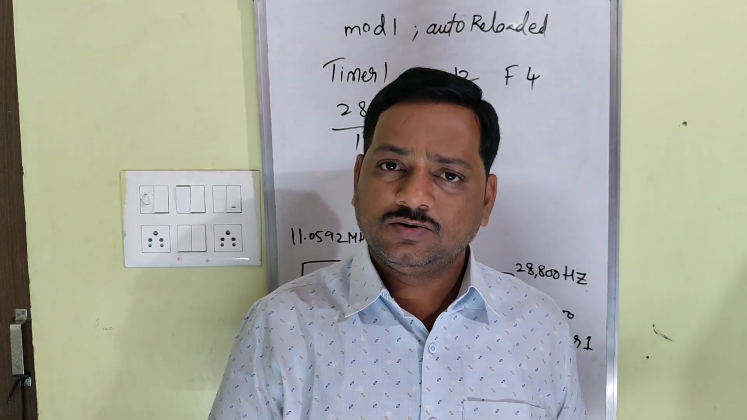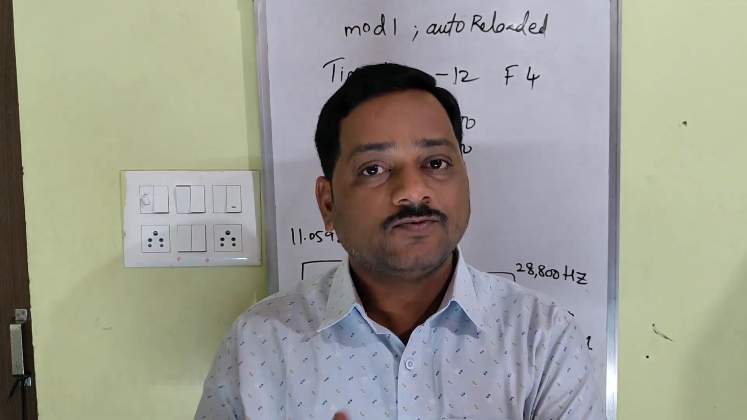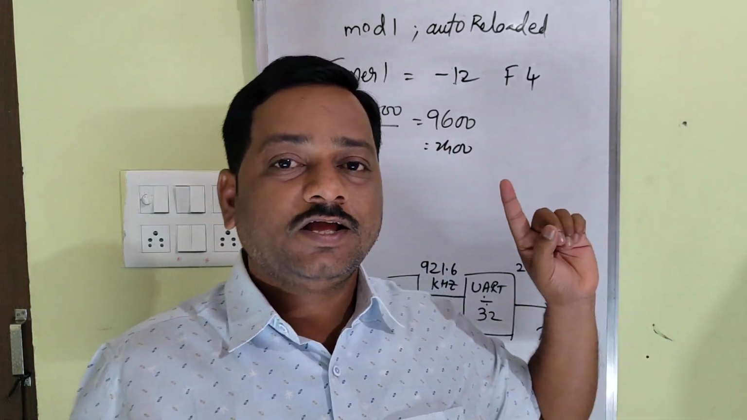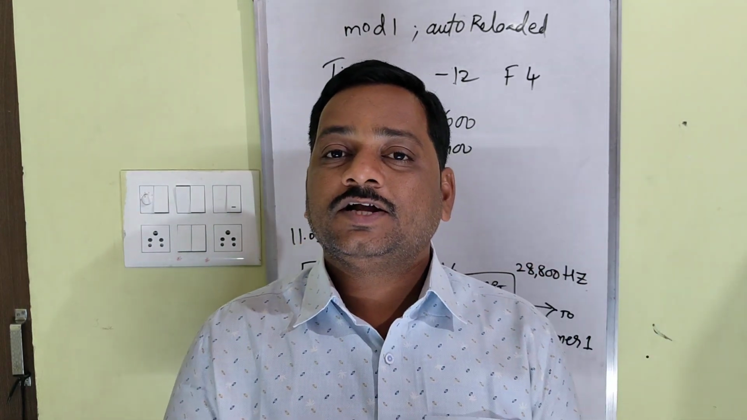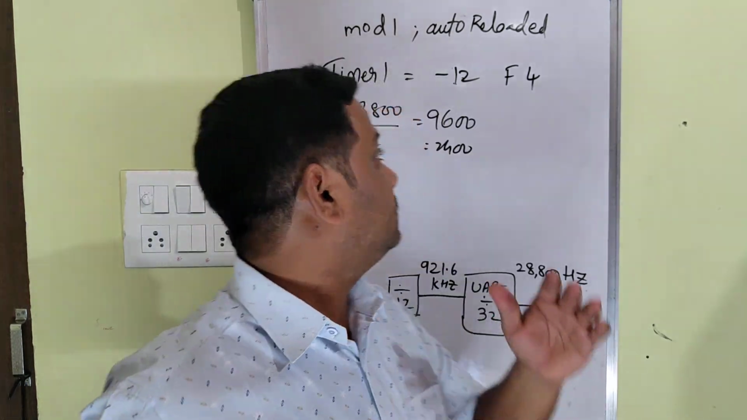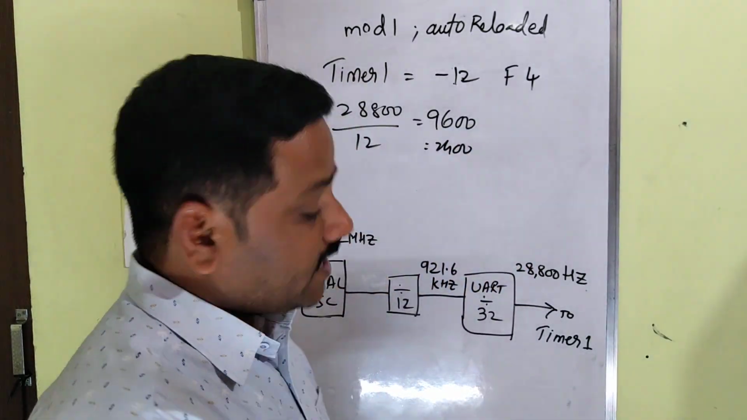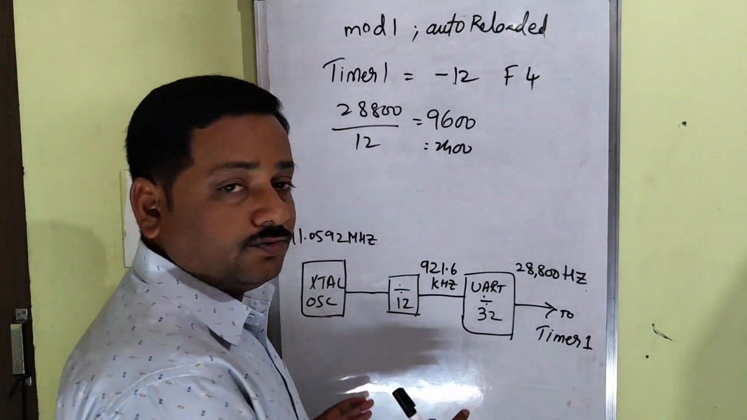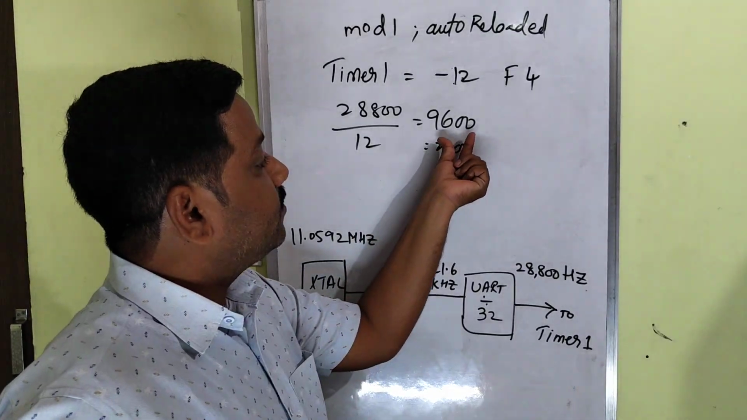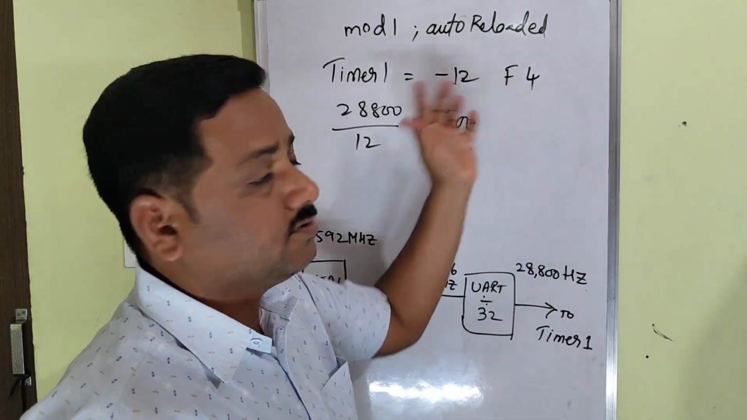So what is this auto reload? What is mode 1 in the timer? If you don't have any idea and want to learn about that, go through the I button. There you're going to get the timer 1 video, where you will understand what the timer mode is, what mode 1 is, and what the auto reload concept is. As of now, I hope it is clear how I got this baud rate by just giving an input.